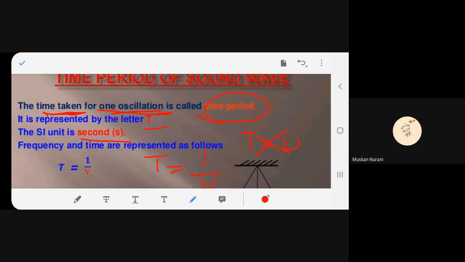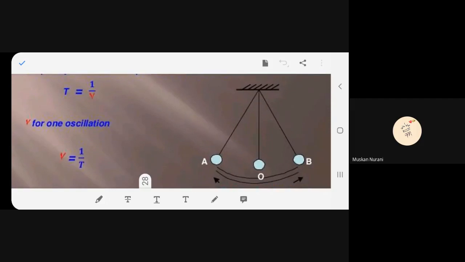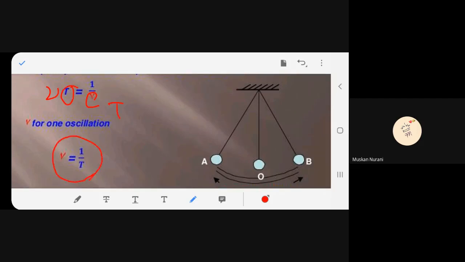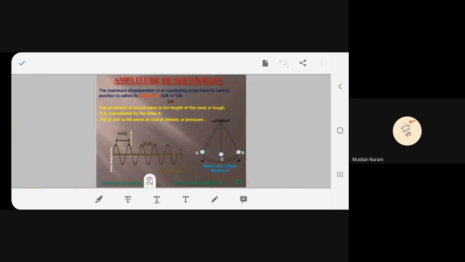So anything which is 1 upon is inversely proportional. Any problem, beta? No, ma'am. Okay. Similarly, if t is equal to 1 upon nu, I can very well put this nu here and put this t here. Can I do that? So this is what I get: nu is equal to 1 upon t. Understood? Yes, ma'am. Okay. So we have covered the frequency and the time period.